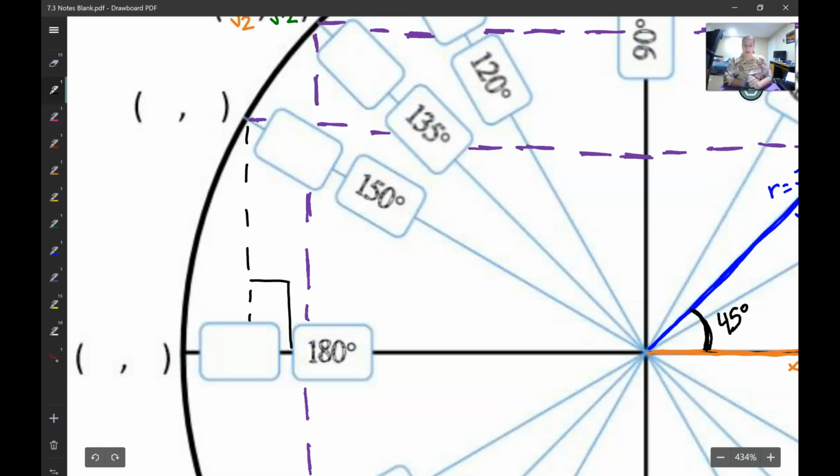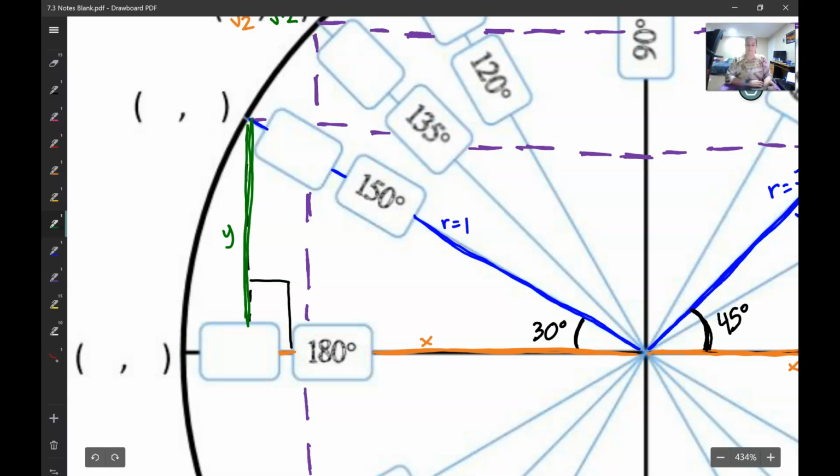So I'm going to make my right angle. This is going to be my 30 degrees because of the reflection. They're going to be the same. Here is my radius. And remember, the radius on the unit circle is always 1. Always, always. So this radius equals 1. My side to side is going to be my x value. And my up and down is going to be my y value.